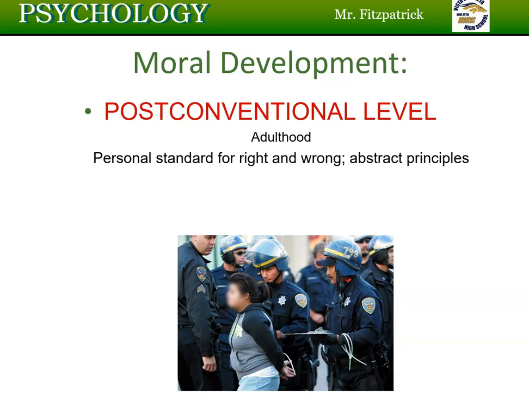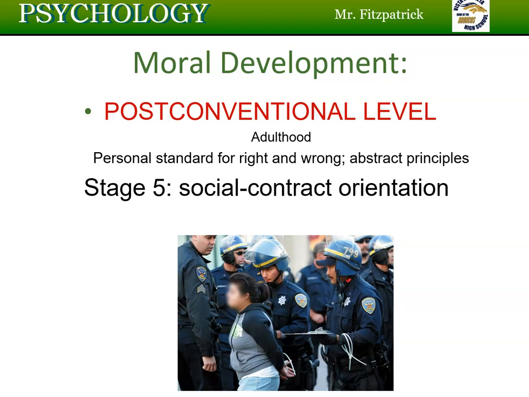The next and last level is the post-conventional level. In the post-conventional level, individuals develop a personal standard for right and wrong. They begin to see abstract principles. So they define morality in terms of abstract principles and values. Under this level, stage 5 is the social contract orientation.